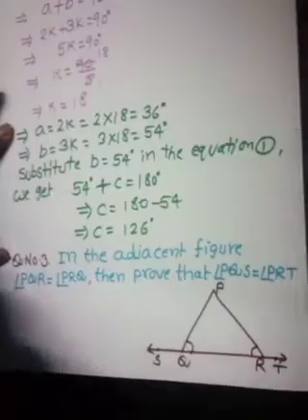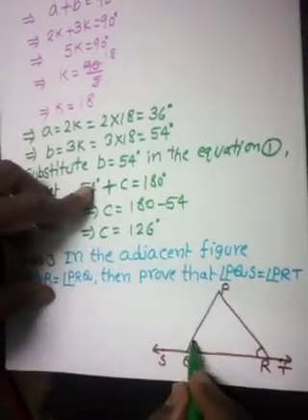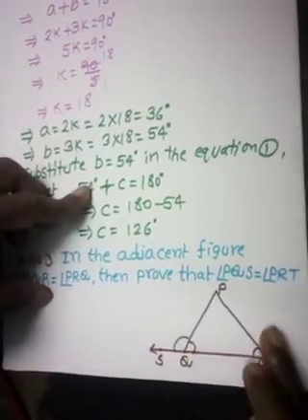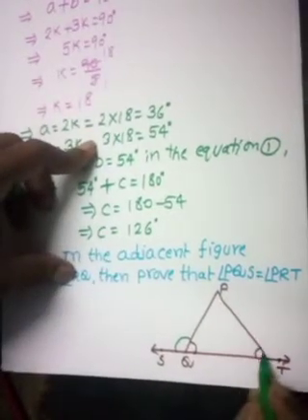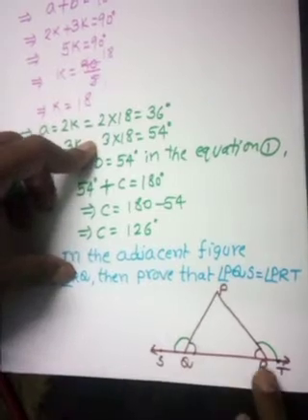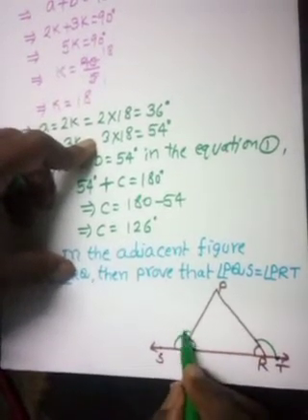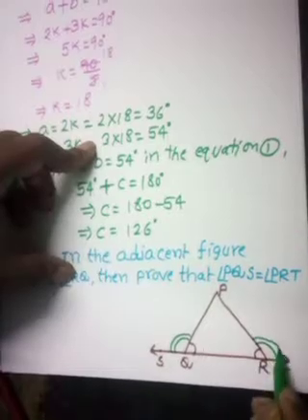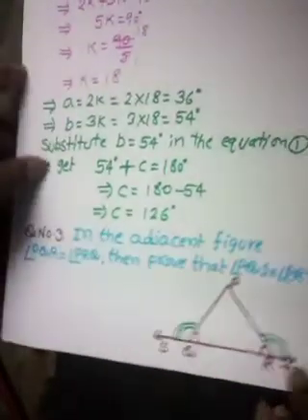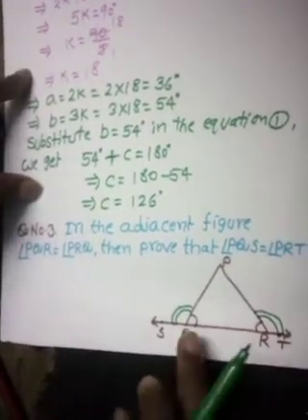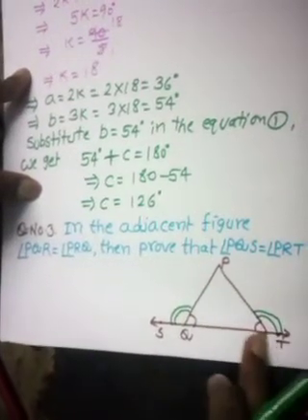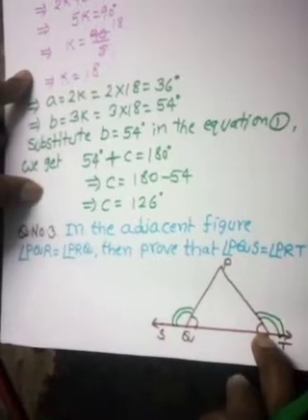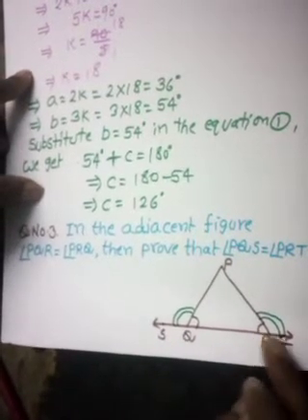Angle PQS is equal to angle PRT. These two angles are given. They are equal. These two are equal. Then we have to prove that angle PQR, this internal angle, is equal to angle PRQ, this internal angle. Understood this question, my dear children? Right.